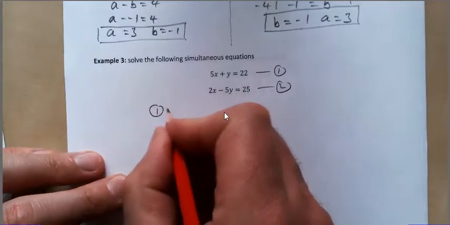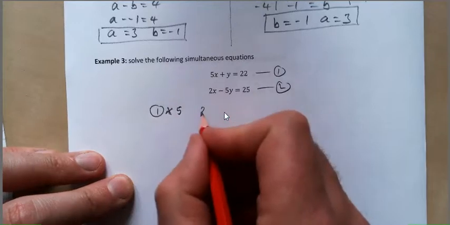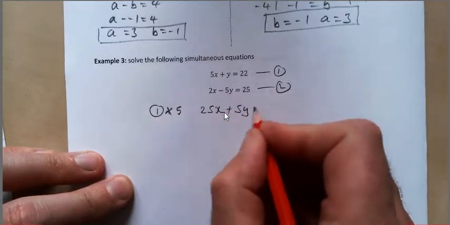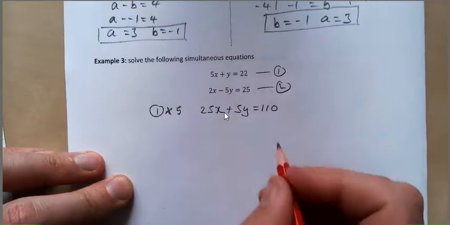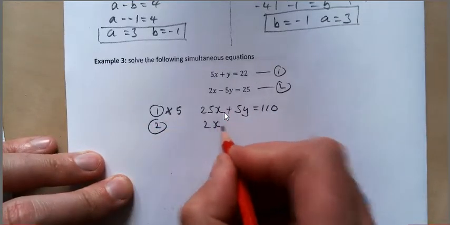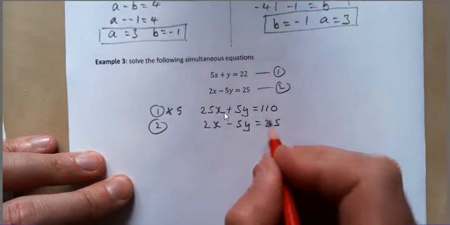So it's equation 1 times 5, again showing what I'm doing here. That gives me 25x plus 5y equals 110. Quite big numbers, but we're okay. Equation 2: 2x minus 5y equals 25.